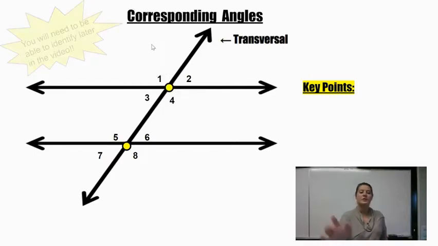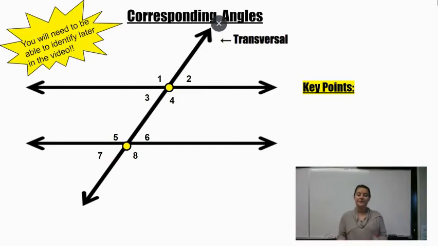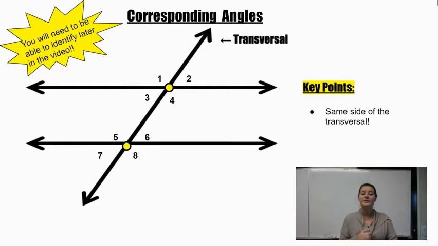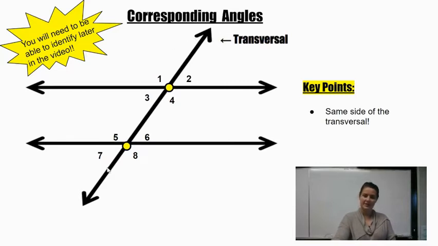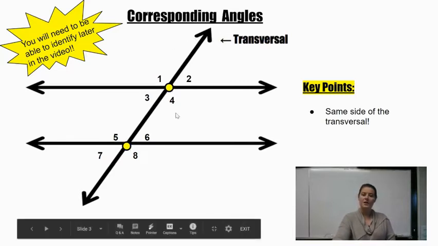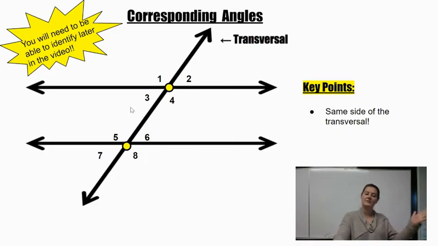Corresponding angles, you will need to be able to identify later, so don't forget to be paying attention. Key points: they are on the same side of the transversal. When I say same side of the transversal, I mean, here's my transversal, this line right here, it intersects both parallel lines. That means they are both on the same side, so they are either both to the left or both to the right.